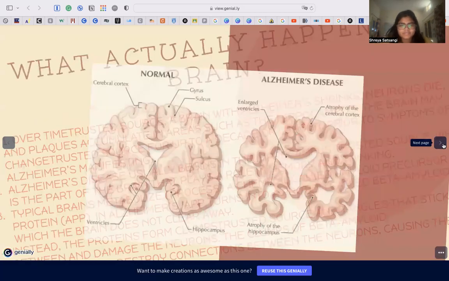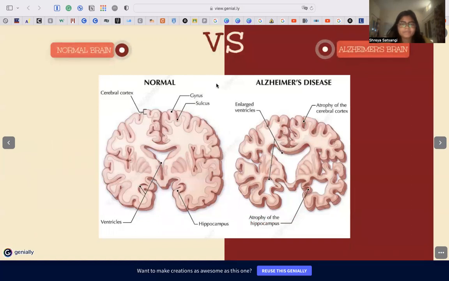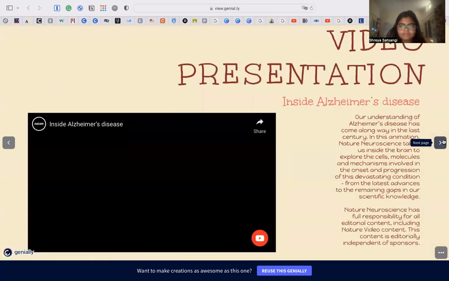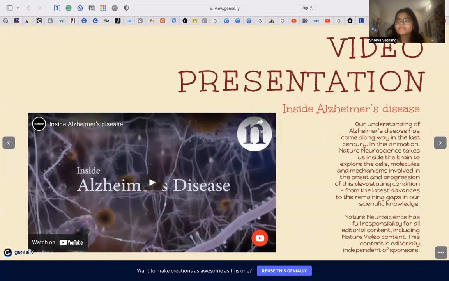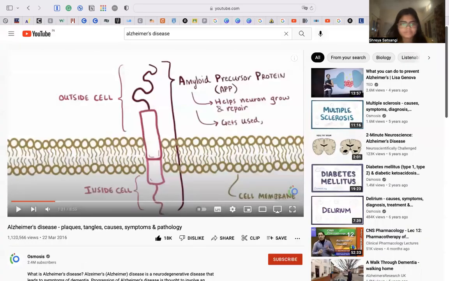So now here we can clearly see what happens in a normal brain and what happens in an Alzheimer's brain. We can see that there are enlarged ventricles, very huge holes, atrophy. You can see that the area is shrinking. Here we have the hippocampus, we have the cerebral cortex, and you can see that the white matter is also decreasing at a very high rate. It is decreasing so much. Okay, before that, we have this video to watch.